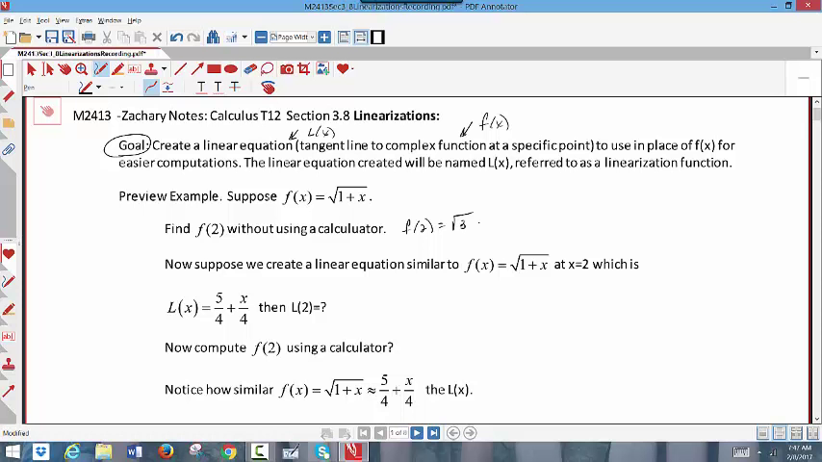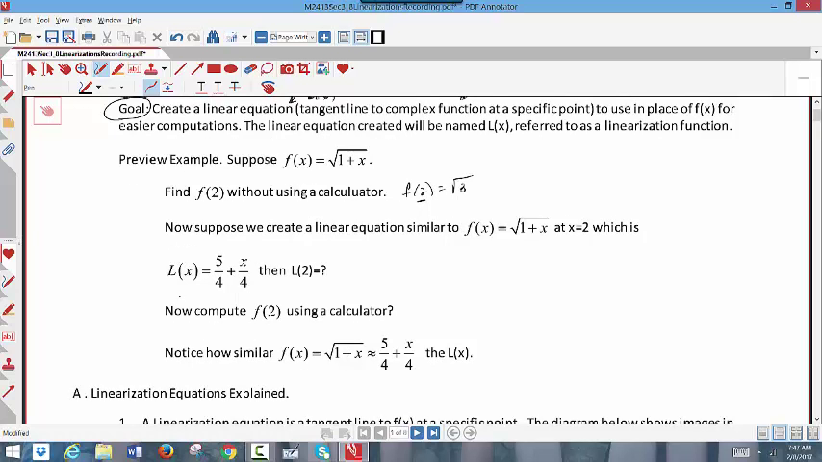But suppose we create a tangent line to the function close to this x value of 2, which we call L of x. When we do that, this is what the equation is going to be, and we're going to learn how to create this linearization equation. That would be the linear equation, the equation of the tangent line at x equaling 2. If we input an x value of 2, it would be 5/4 plus 2/4, which is 7/4, or 1 3/4, which is about 1.75. Now that's not going to be exactly right, but it's a good estimate.